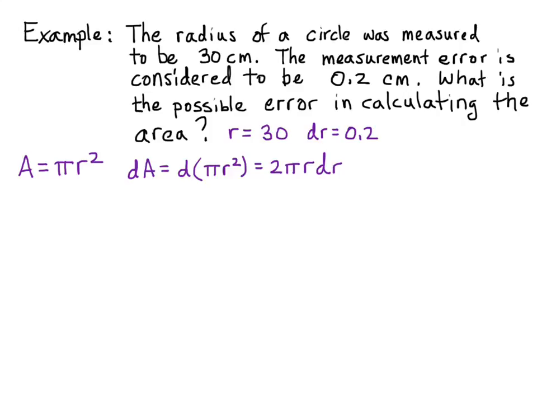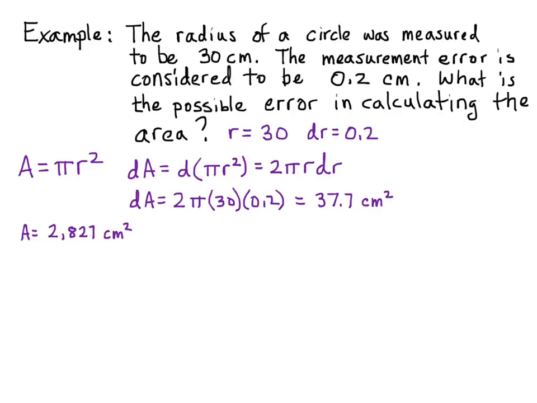Okay, so we set r equals 30, dr equals 0.2, insert it into our equations, and so it's going to make a difference of potentially 37.7 centimeters squared.